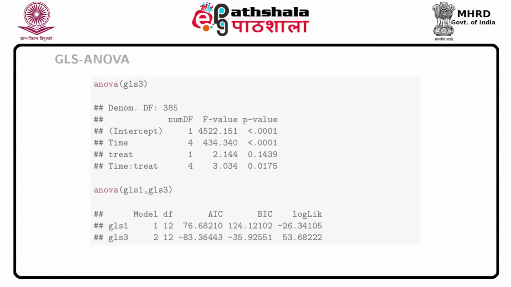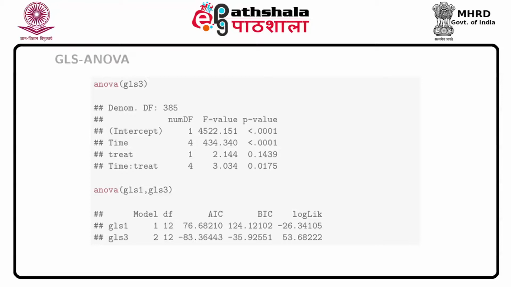So ANOVA of GLS3, the denominator degrees of freedom comes out to be 385, and we see that the p-value for time into treatment is 0.0175, which is significant. OLS didn't report significance, but GLS is reporting that the interaction between time and treatment is significant.